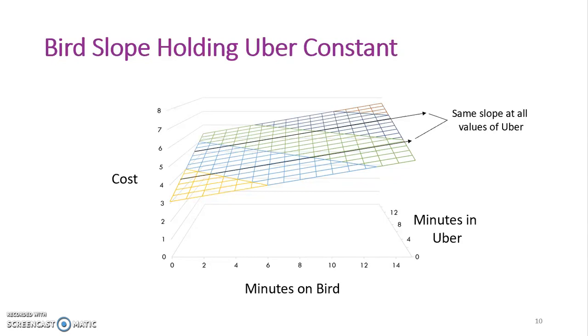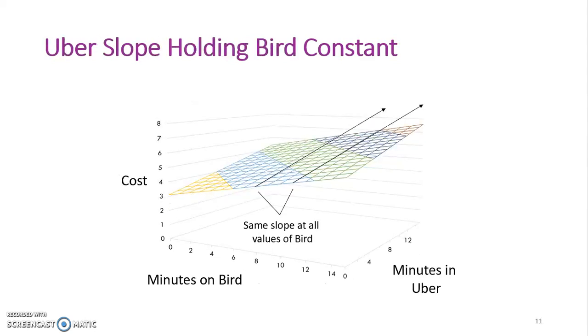And this shows us that for the relation from minutes on the bird to cost, we have the same slope at all values of the minutes in the Uber variable. So this plane essentially is flat, right, for the minutes spent in the Uber. It's the exact same slope for the minutes spent on the bird, no matter what value we are at for minutes spent on Uber.